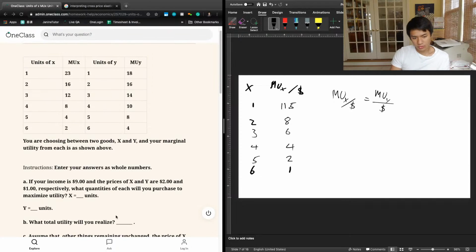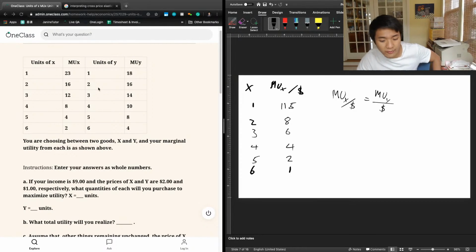Next says, what total utility will you realize? So for total utility, what we're doing is we're adding up the marginal utility for every single unit of good that we purchased. The sum of marginal utility gives us total utility. So if we purchase 2 units of X, the first unit of good X that we purchased gave us 23 units of utility. Let's write this down, 23. And the second unit that we purchased gave us 16 units of utility, and that's 23 plus 16.